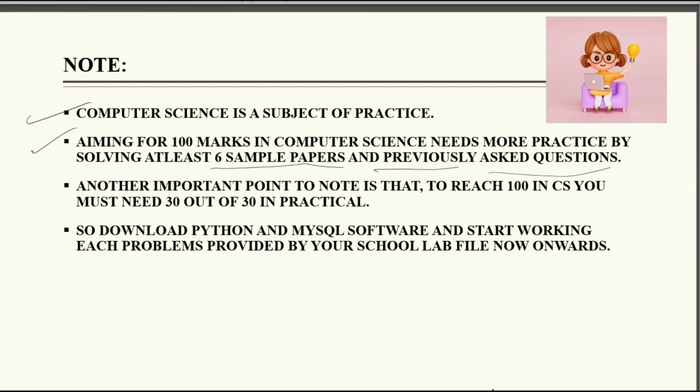You should go through PYQs, previous year question papers, and read at least 6 sample papers provided by the CBSE official website. Then you can aim for 100 marks. The third important point to note is that to reach 100 in computer science, you must get 30 out of 30 in your practicals. If you are aiming for 100 out of 100, then you need to get 30 out of 30 in the practicals part.